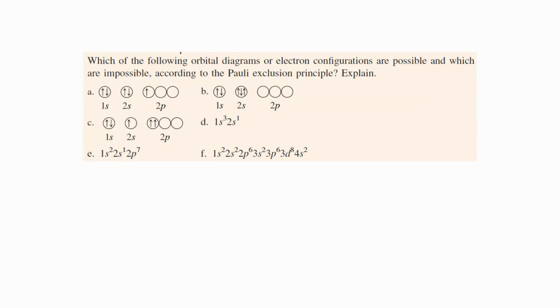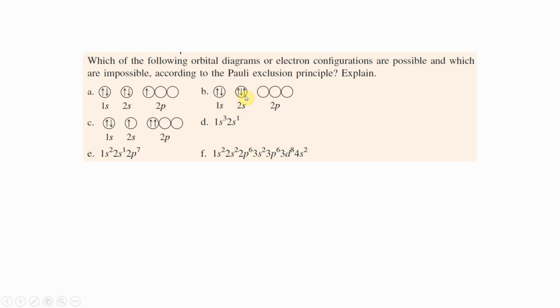Which of the following orbitals is possible and which are impossible, according to Pauli's exclusion principle? Okay, A is kosher. I'm allowed that. Each one of the orbitals has 2 electrons or 1. That's cool. According to Hund's rule, I didn't violate that. That's good. Here, look, I have 3 electrons hanging out in the 2s. That's not cool. Each orbital can only have up to 2. That's wrong. Can't do that.